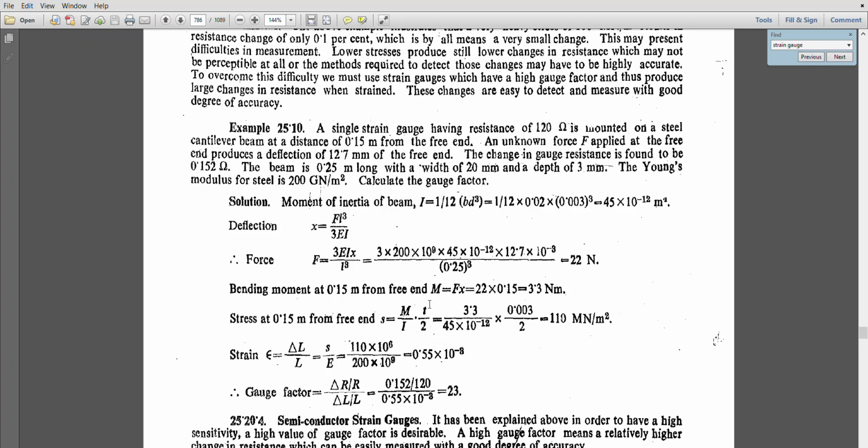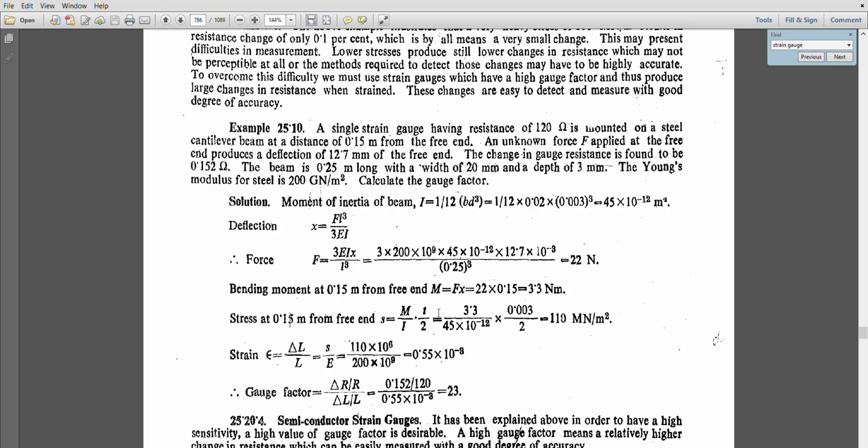The stress at 0.15 meter from the free end can be calculated as the moment divided by the moment of inertia, into thickness by 2. This is the formula. This formula is from the general mechanics of the problem, so you should be in a position to know this formula. The stress happens at 0.15 meters from the free end, at a distance of 0.15 meters. A strain gauge is measuring that stress. So that happens at 0.15 meters.